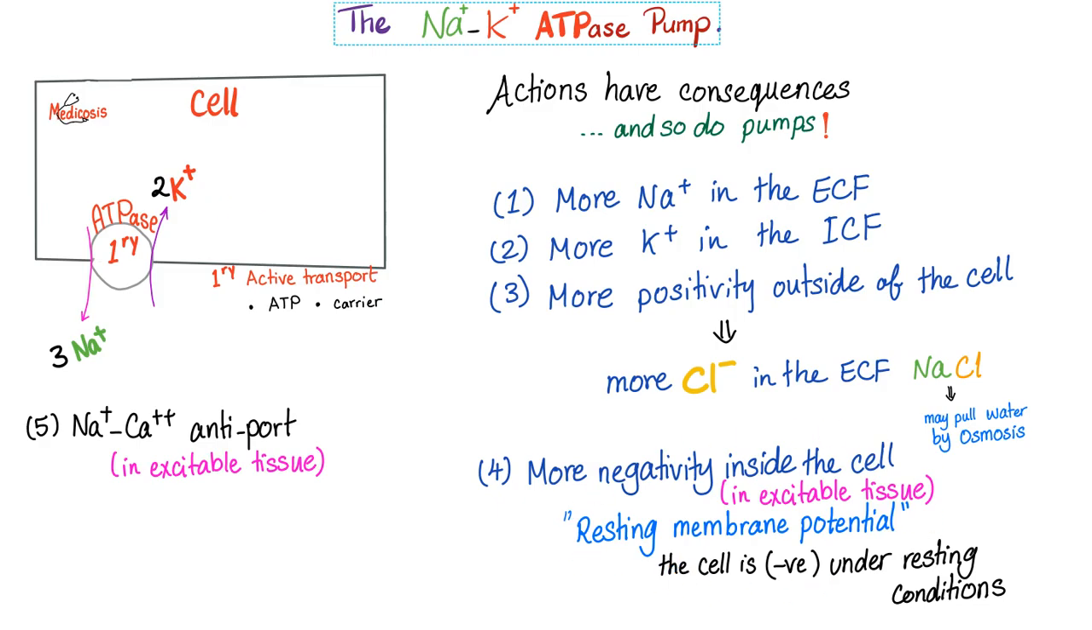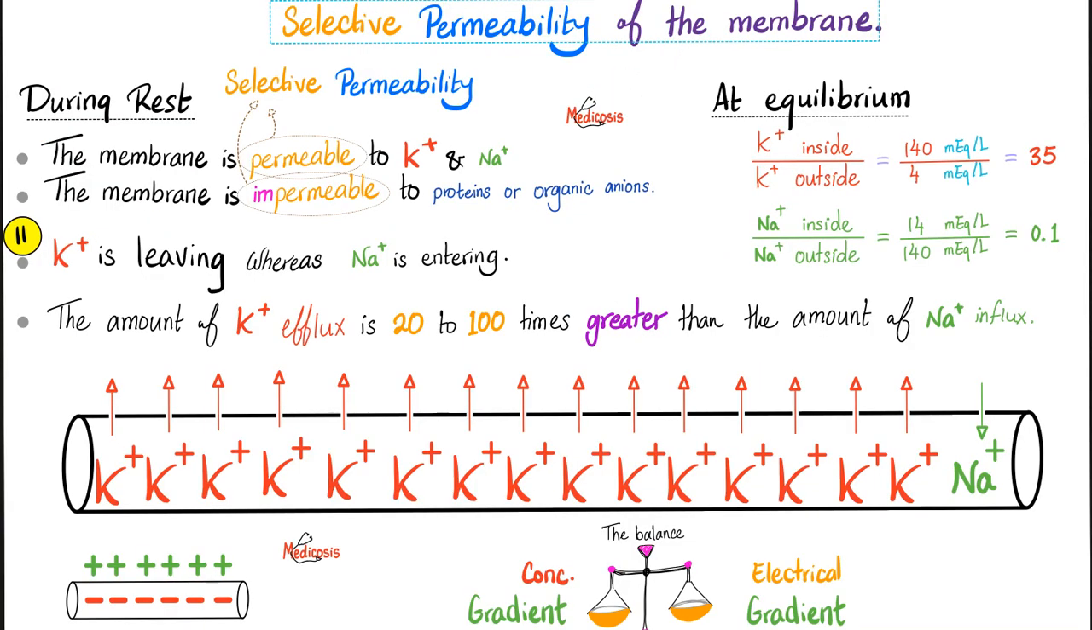Hashtag resting membrane potential is -70. And this is how the sodium potassium ATPase pump contributes to the resting membrane potential. So what are the 2 forces that contribute to the RMP? Number 1, selective permeability. Number 2, the sodium potassium ATPase. Which one is more important? Selective permeability, of course.